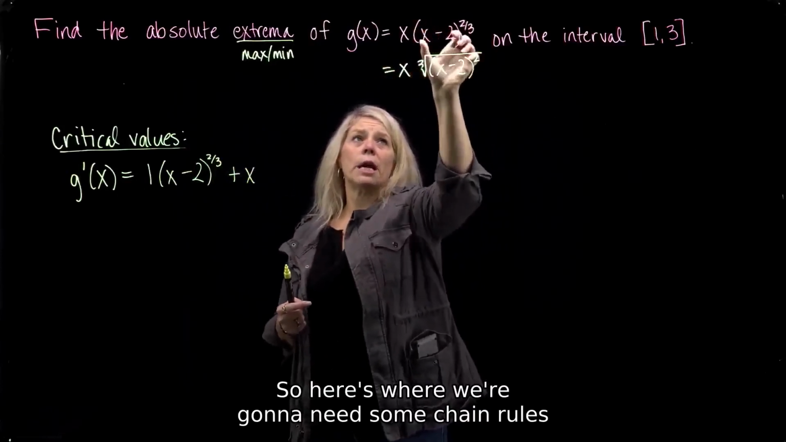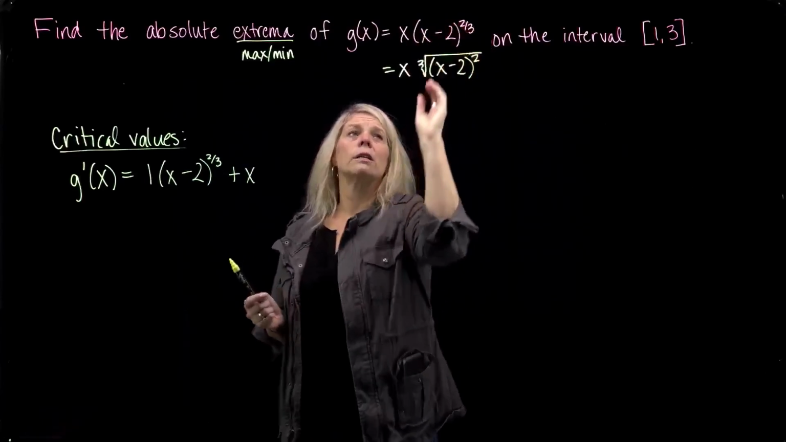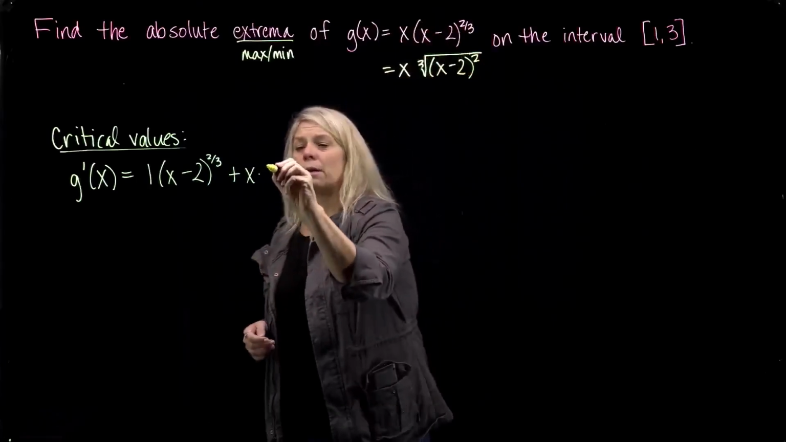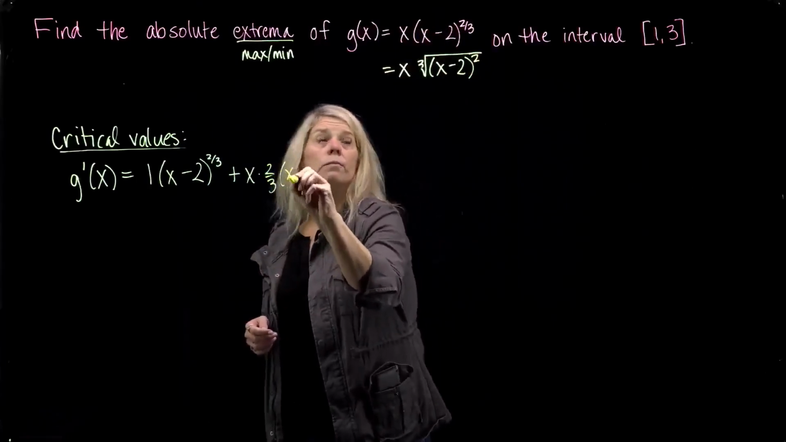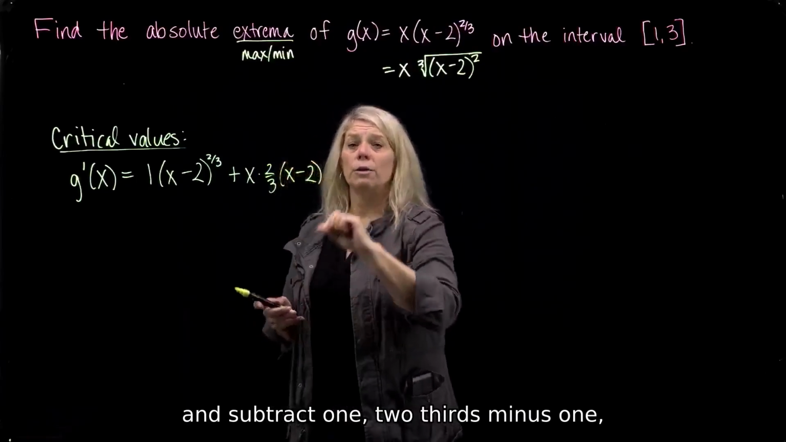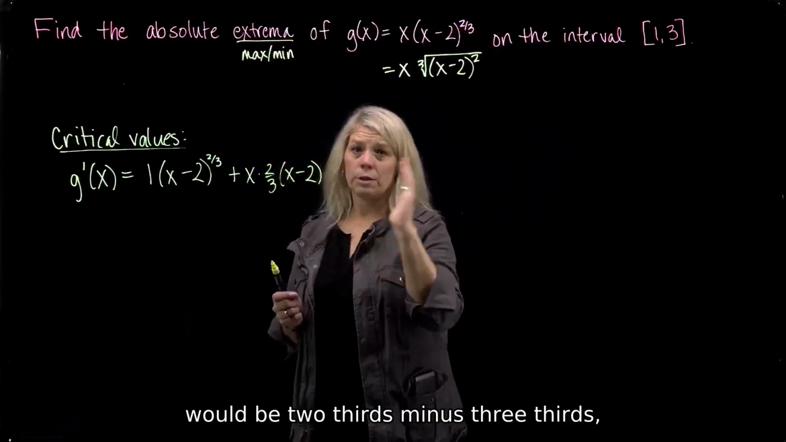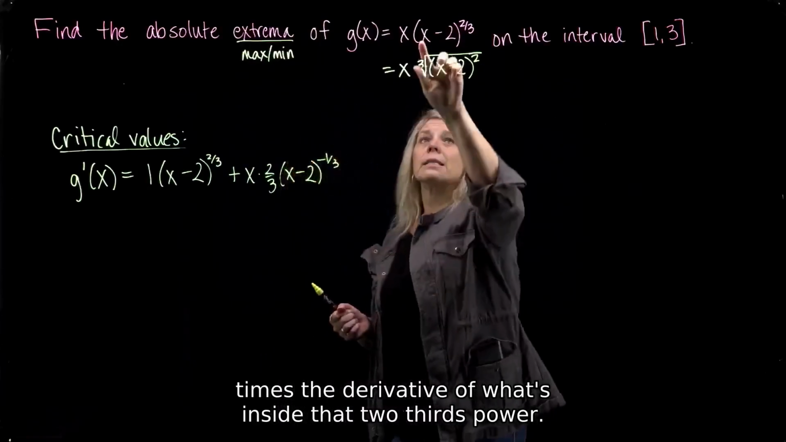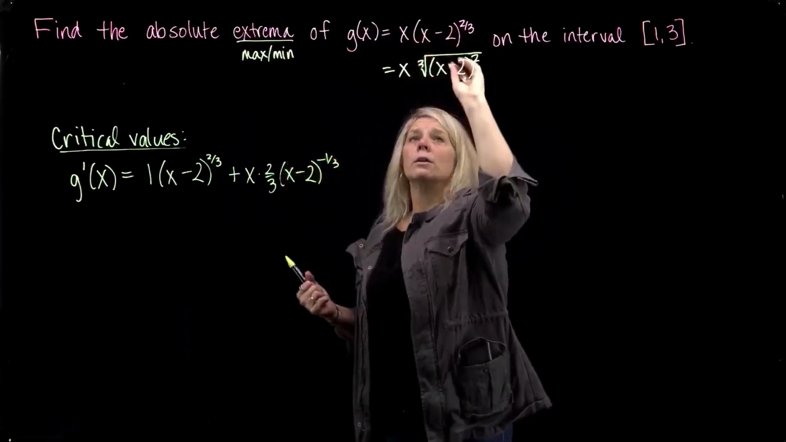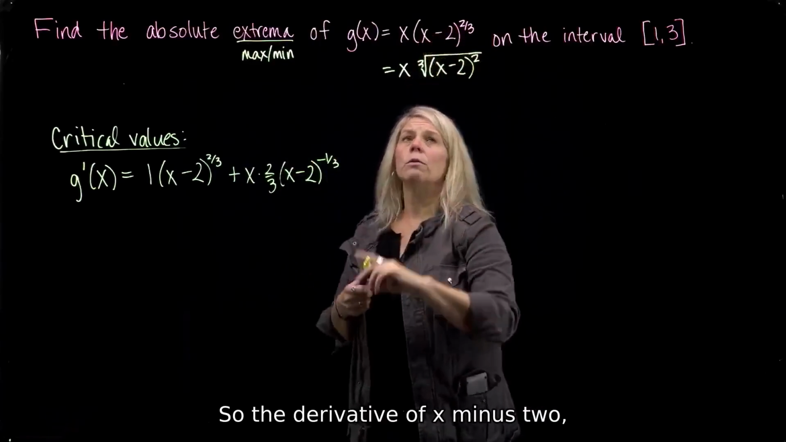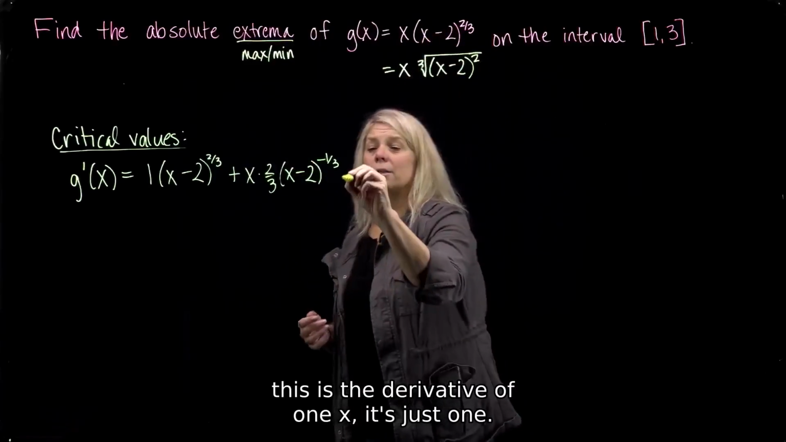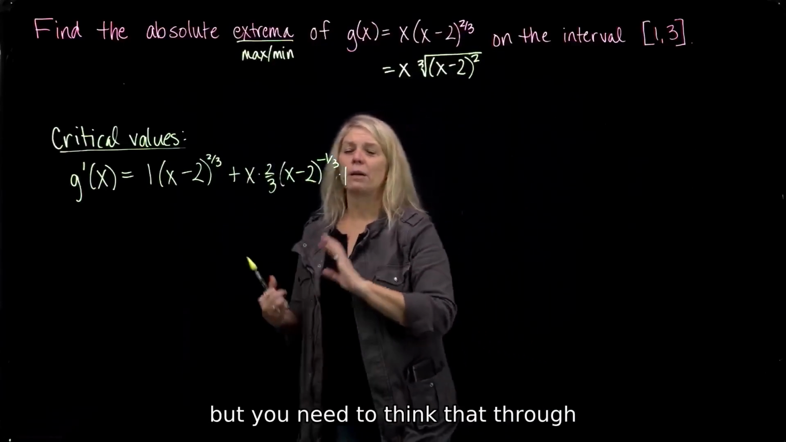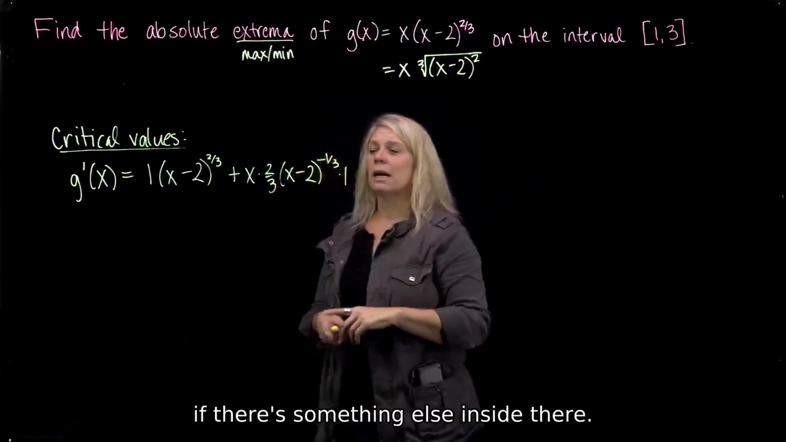plus the first function, x, times the derivative of the second part. So here's where we're going to need some chain rules if I have a function inside another function. So I'll start by taking the derivative of the outer part, so bring down that exponent, and subtract 1. 2/3 minus 1 would be 2/3 minus 3/3, so negative 1/3, times the derivative of what's inside that 2/3 power. So the derivative of x minus 2 would be just the derivative of 1x, is just 1. So I could get away with writing that 1 right there, but you need to think that through in case there's something else inside there.